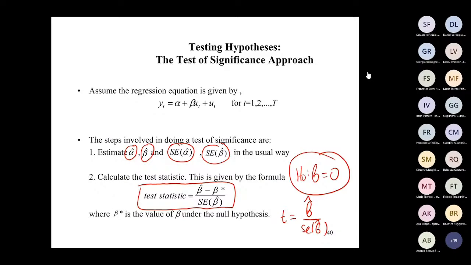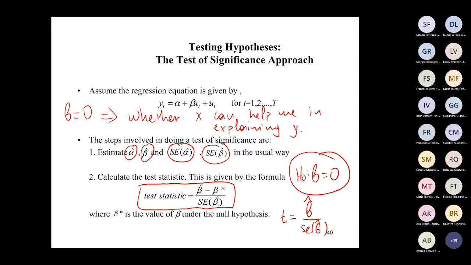What it does is it helps me to answer the question whether X can help me in explaining Y. So when I'm testing whether 0 is a possible value for beta, what I'm testing in fact is whether X can help me in explaining Y. So with beta equals 0, in fact, I'm asking whether X can help me in explaining Y. Okay.